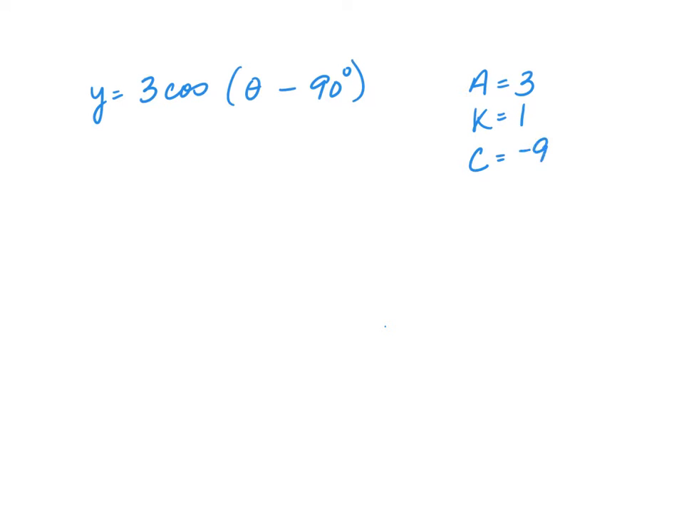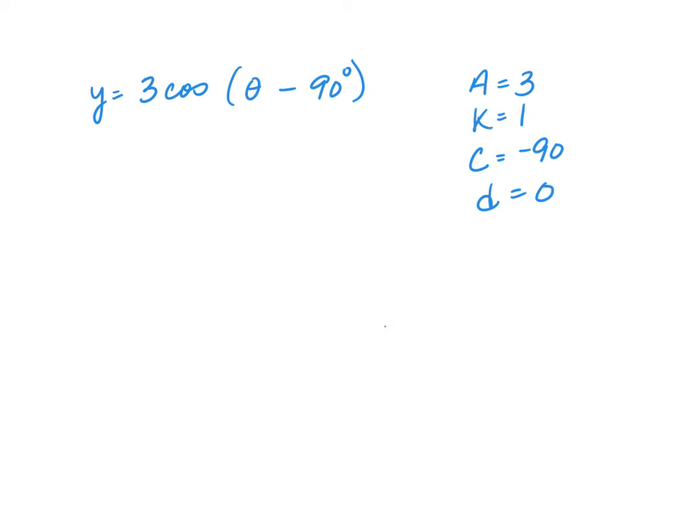The top section, let's look at the first one. It says 3 y equals 3 cosine of theta minus, and we're going to put a 90 there instead of pi over 2 because you like degrees. Okay? So the first thing we do is we find our A is 3, our K is 1, our C is negative 90, and our D is 0.